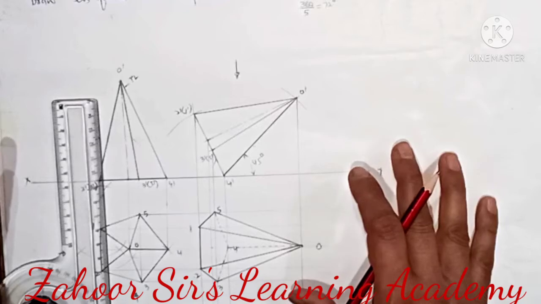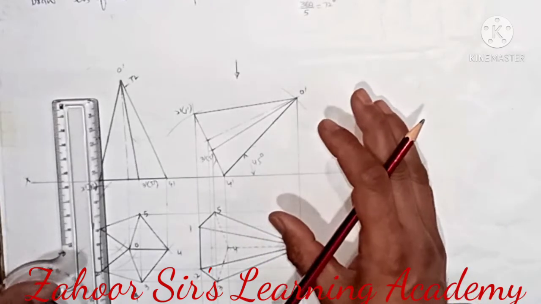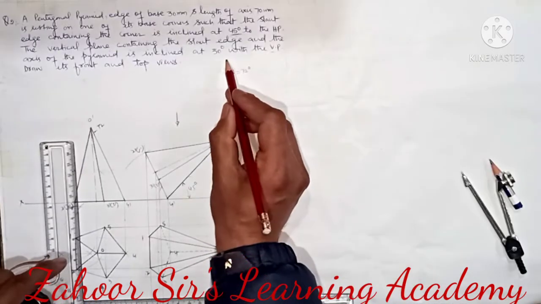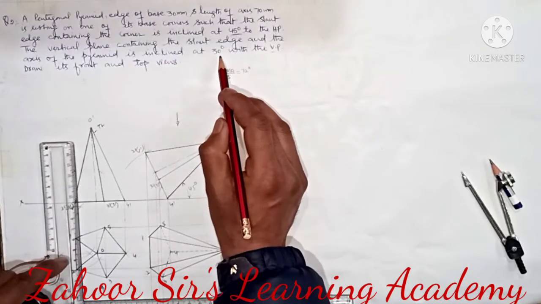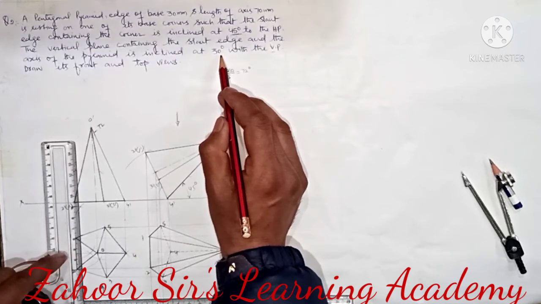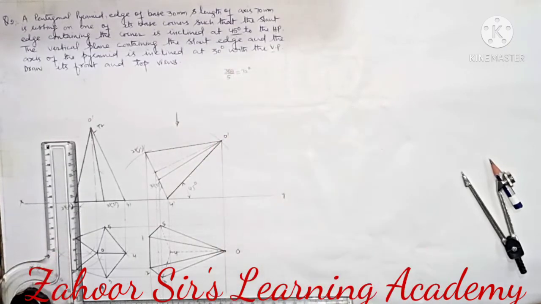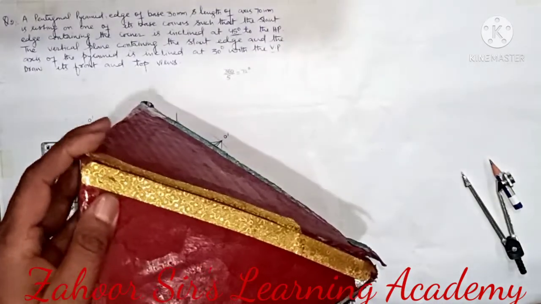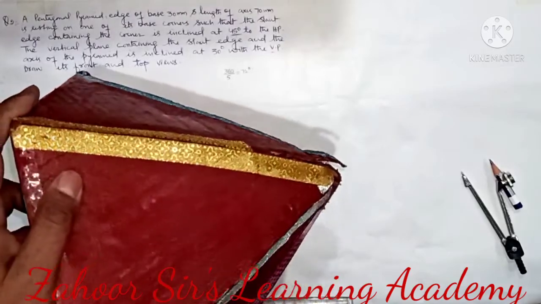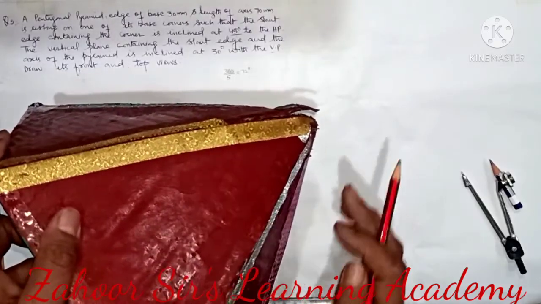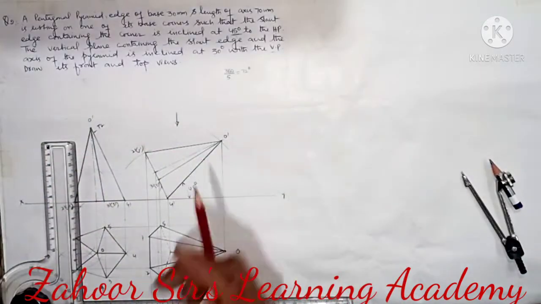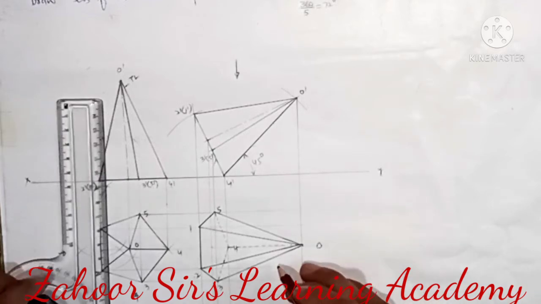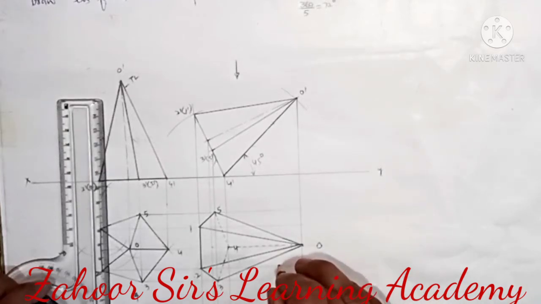Now the first part of the question is done, and the first rotation of the question is done. Now we have to rotate the top view. This top view is making an angle with the VP, that is 30 degrees. Now this edge which was inclined with the HP is now making an angle like this with the VP. Now the angle has been reduced to 30 degrees. So how can we do it now? The top view has to be reproduced.